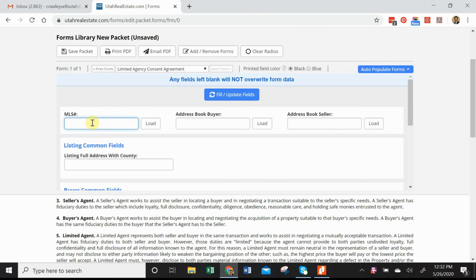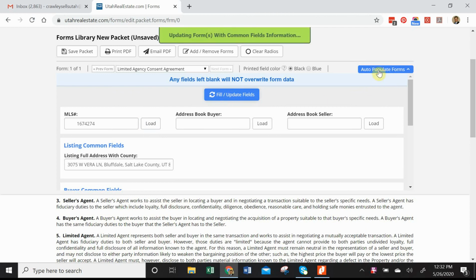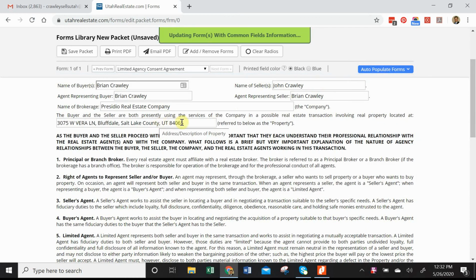Moving on from that, you go down here and you put in the property address. Again, if you like, you can just use the MLS number, hit the load button, it will autofill there, hit update fields, and you've got your address right there. Moving on through here, I just want to explain a little bit about this just so you understand what you're having people agree to.